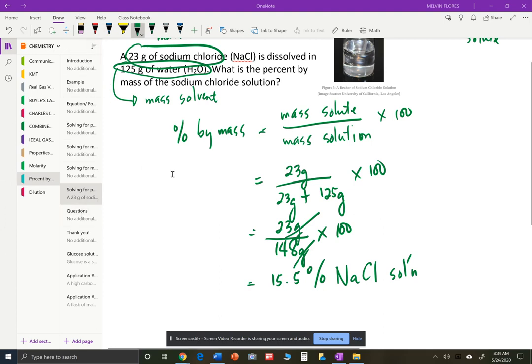This concludes our lesson on percent by mass, and it's only another way of solving for the concentration of a solution, or expressing the concentration of a solution.